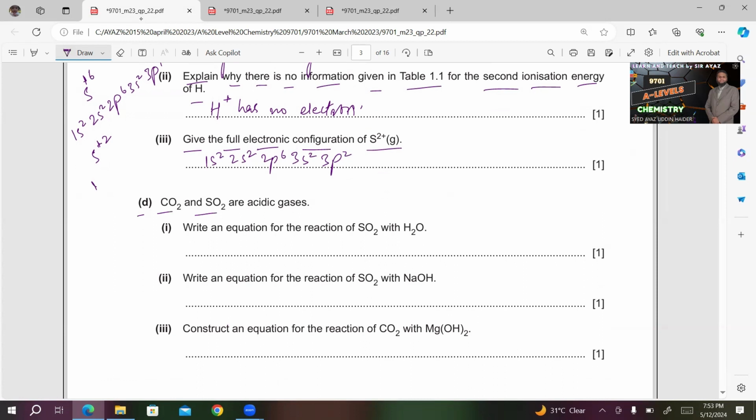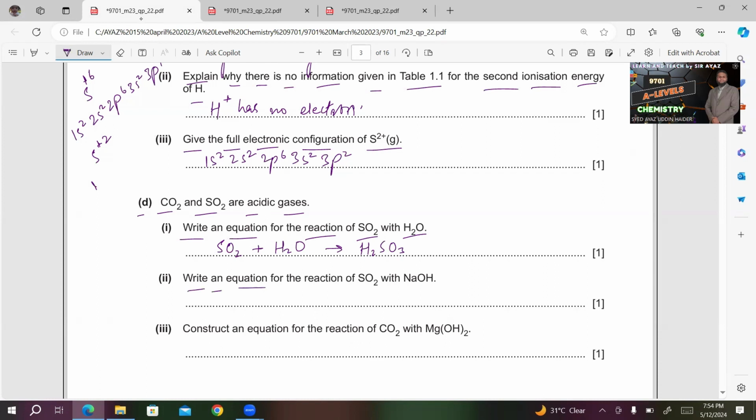CO2 and SO2 are acidic gases. Number 1, write an equation for the reaction of SO2 with H2O. SO2 is an acidic oxide, so it will form an acidic solution with water. It will form sulfurous acid. The formula of sulfurous acid is H2SO3.